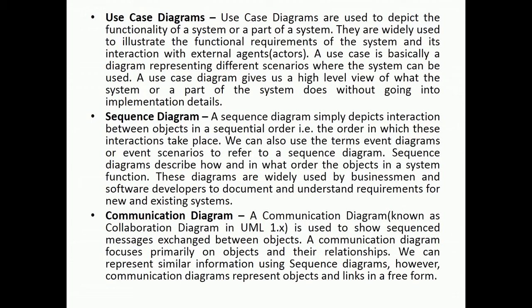Now next is a sequence diagram. A sequence diagram simply depicts interaction between objects in a sequential manner, that is the order in which these interactions take place. We can also use the terms event diagrams or event scenarios to refer to a sequence diagram. Sequence diagrams describe how and in what order the objects in a system function. These diagrams are widely used by businessmen and software developers to document and understand requirements for new and existing systems.